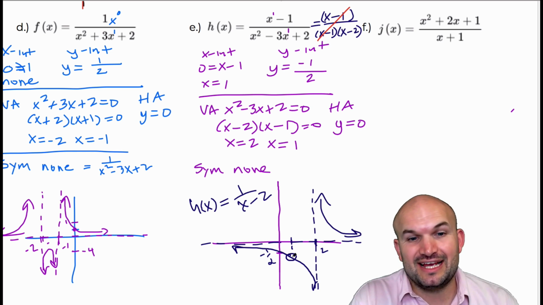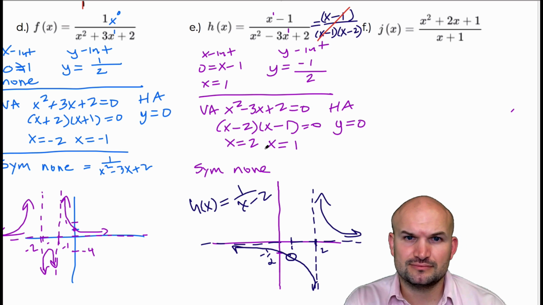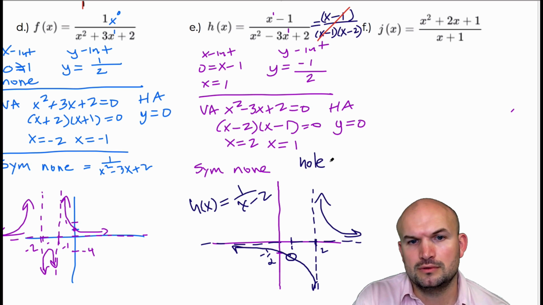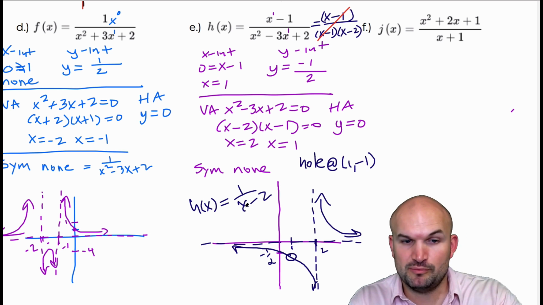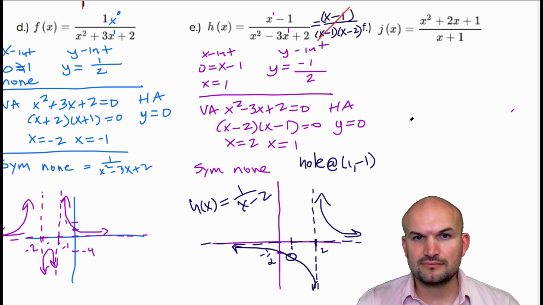Okay, and again, you can determine that hole at 1. When we plug that in, you can see it's going to be at negative 1. So the hole is at 1 comma negative 1. And again, I got that just by plugging a 1 into x. If you plug a 1 into x, you get negative 1, and that's how I got that. Okay, so be careful.